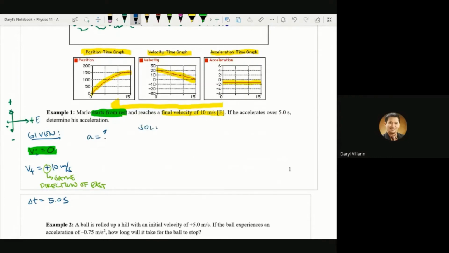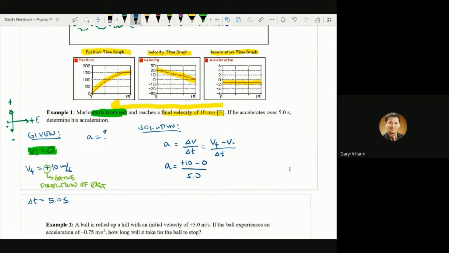For your solution part, you always start with your equation, like a is equal to delta v over delta t, or this is just vf minus vi over delta t. And by the way, in my computation, take note that you have to specifically indicate the direction also. We use the positive sign to indicate positive direction and negative sign for the negative direction in our solution. So for vf, it is positive 10 minus 0, and delta t is 5.0 seconds.